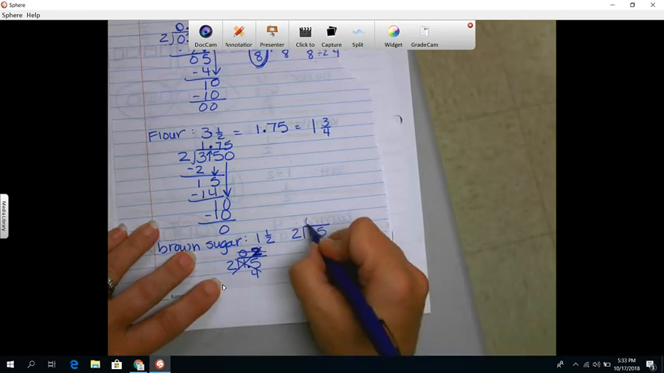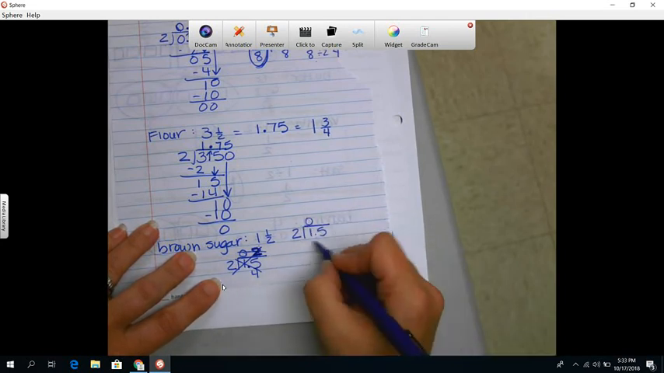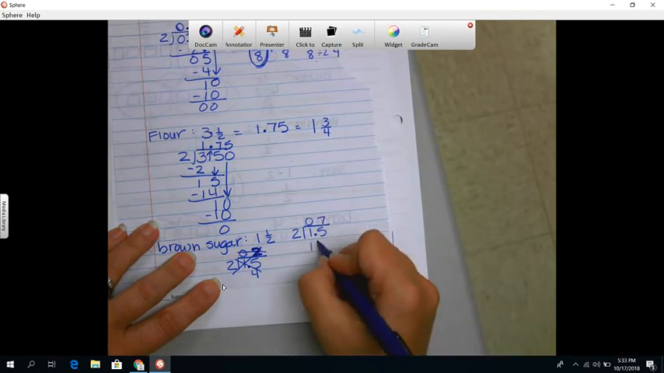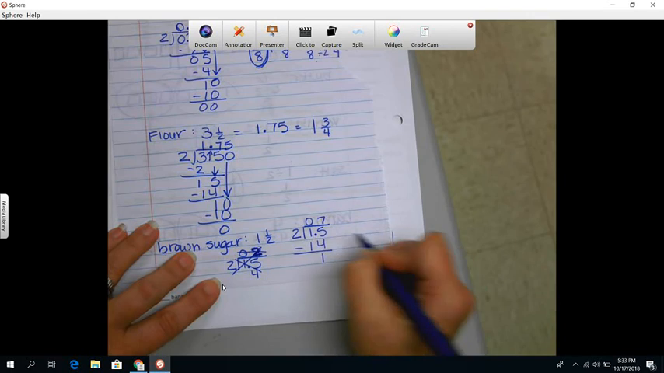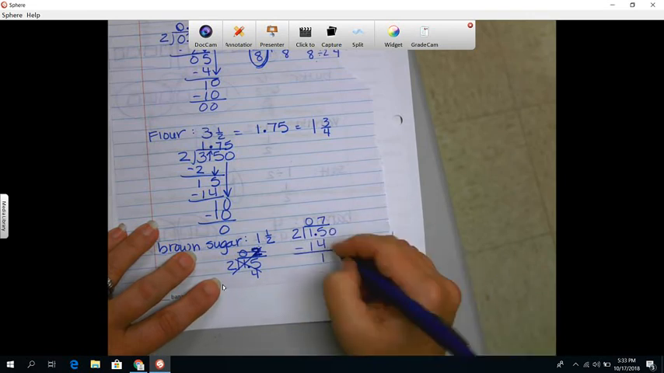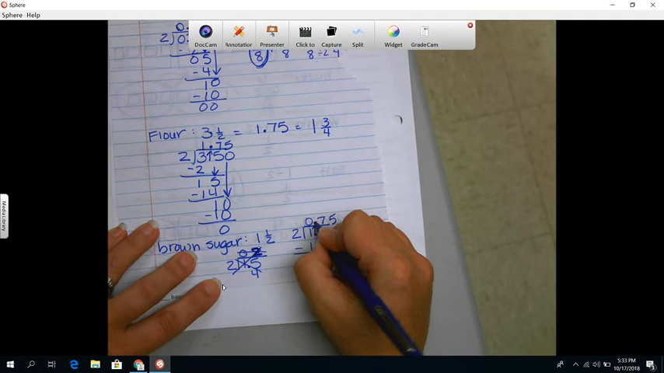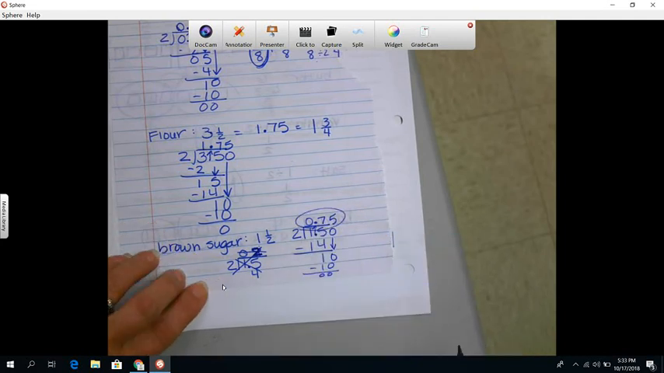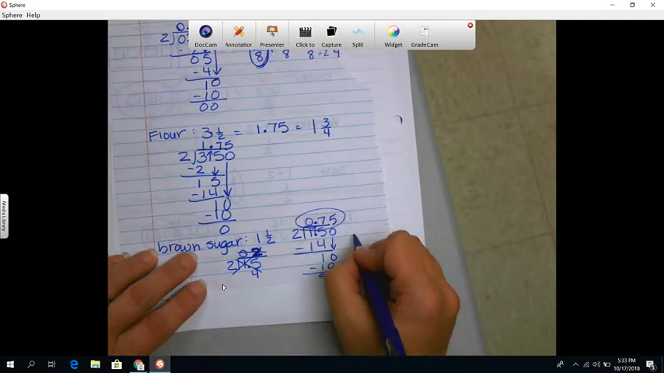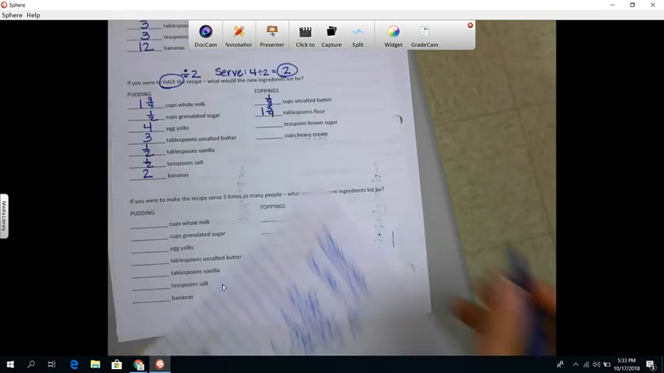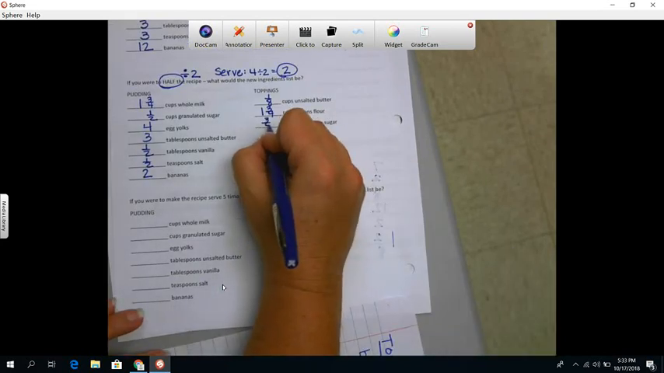2 can't go into 1, so that's 0. 2 goes into 15 7 times. 7 times 2 is 14. Subtract, I get 1. Placeholder. Bring down that 0. 2 goes into 10 5 times. To get 10, subtract, we get 0. So right here, we have 0.75, which is the same thing as 3/4. So here we have 3/4.